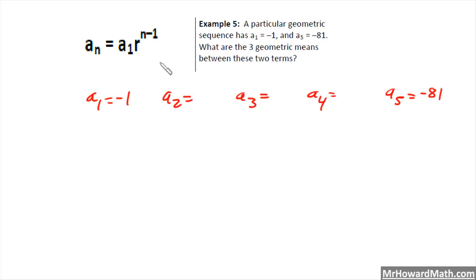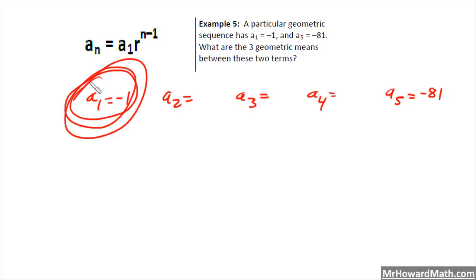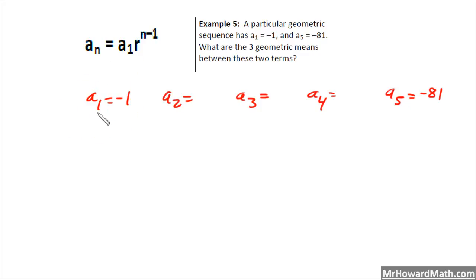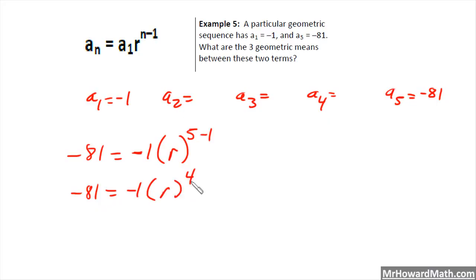So the first thing that we need to do is find this common ratio, and no adjustment is needed because they actually give us the first index value, so we don't have to make an adjustment like we were doing in those earlier examples. So we just plug in the given information to the formula. I'm going to use the last term they gave me, negative 81, as my a sub n value here. So negative 81 equals, my a sub 1 is negative 1 times the r value, which I don't know yet, raised to the n minus 1 power, so that would be 5 minus 1 because I'm using the fifth term. So simplify a little there, and we get r to the fourth power.